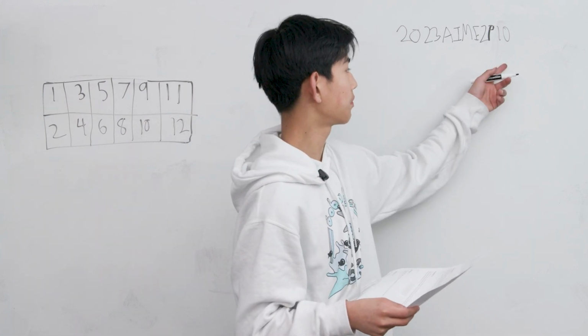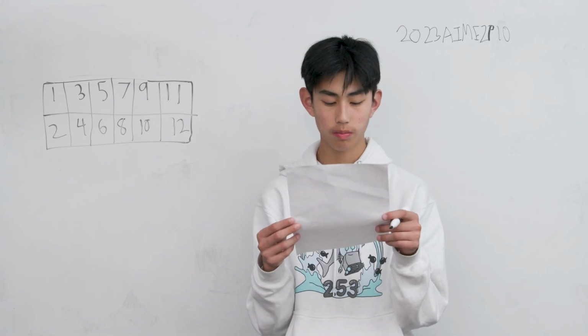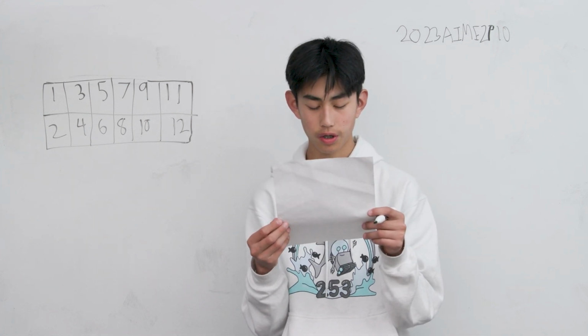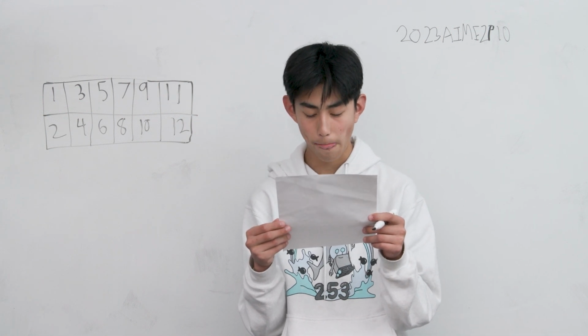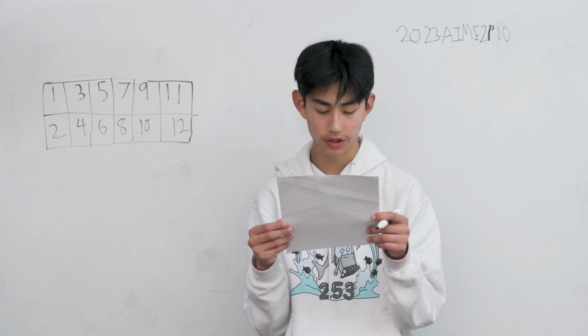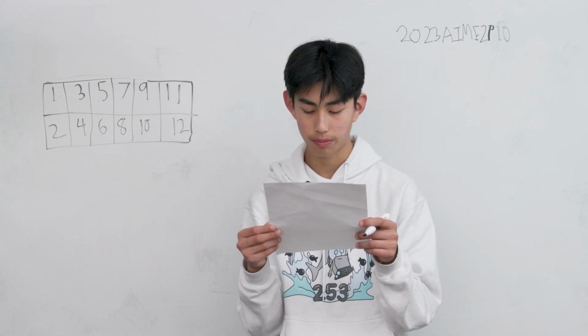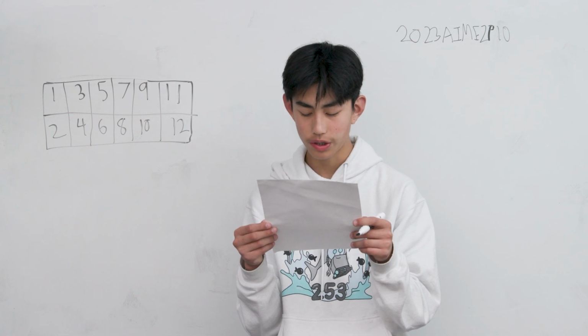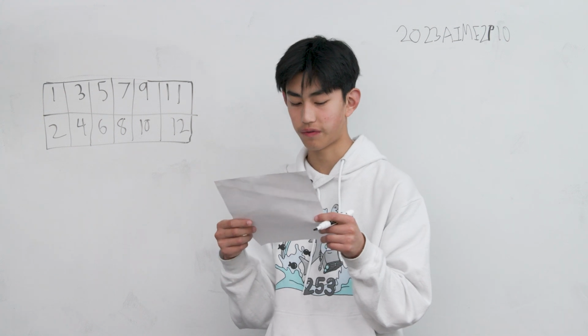We're solving problem 10 from the 2023 AIME 2. Let n be the number of ways to place the integers 1 through 12 in the 12 cells of a 2x6 grid, so that for any two cells sharing a side, the difference between the numbers in those cells is not divisible by 3. One way to do this is shown below. Find the number of positive integer divisors of n.